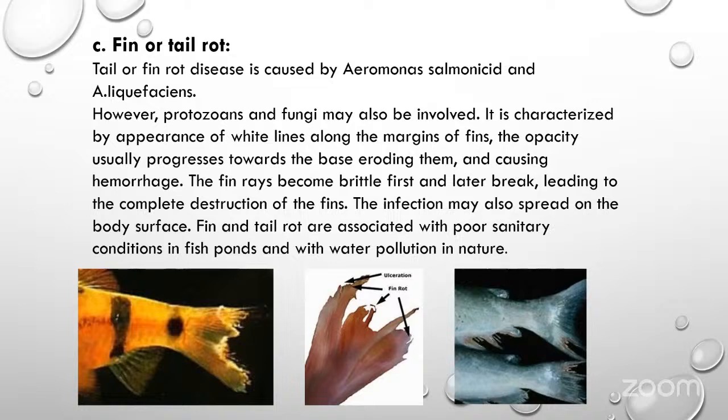The opacity usually progresses towards the base, eroding them and causing hemorrhage. The fin rays become brittle first and later break, leading to the complete destruction of the fins. The infection may also spread on the body surface. Fin and tail rot are associated with poor sanitary conditions in fish ponds and with water pollution in nature.